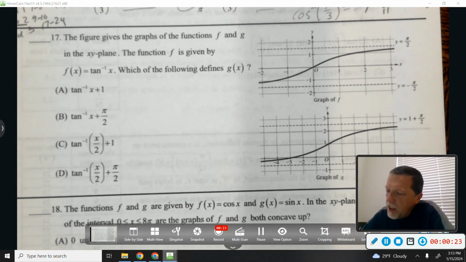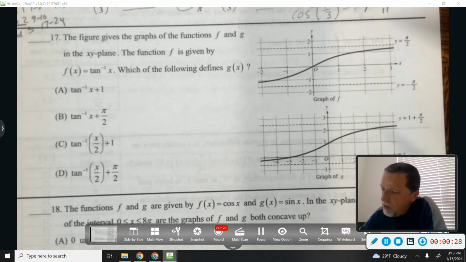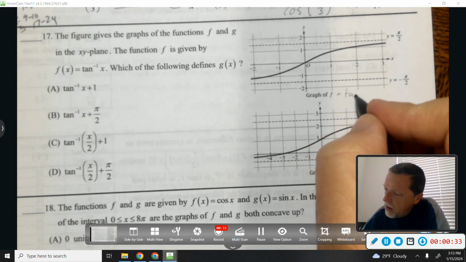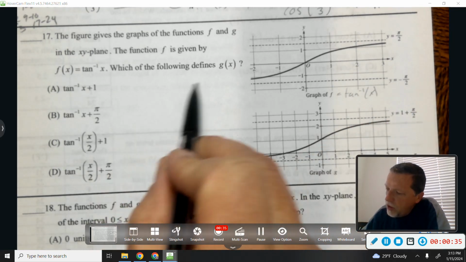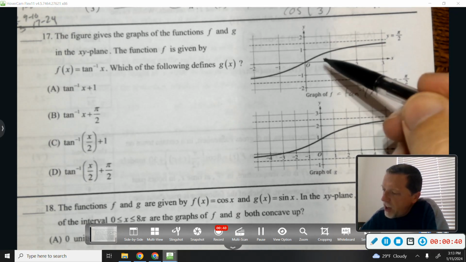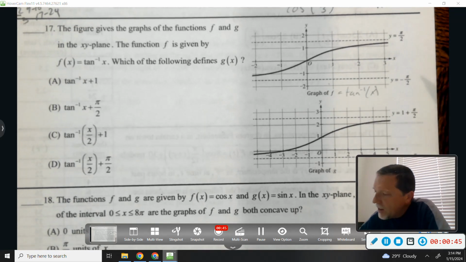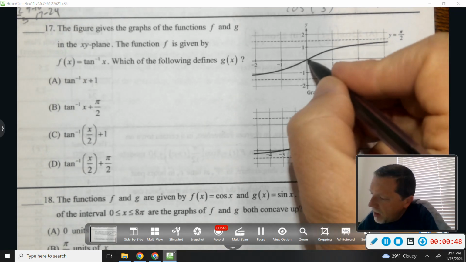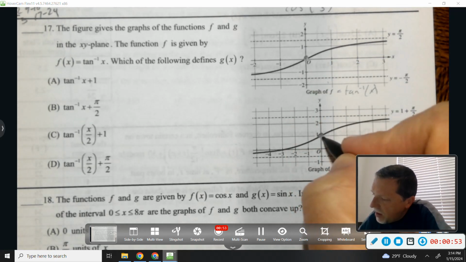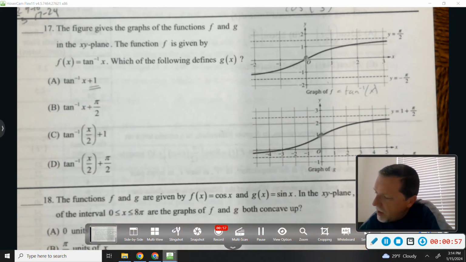Alright, number 17. The figure gives the graphs of the functions f and g. Function f is given by inverse tangent. Which of the following defines g? I just want to figure out how to change things to get from this graph to this graph. What has happened? Well, I would start at the middle spot, and it looks like it's gone up by 1. So I'm inclined to think plus 1.